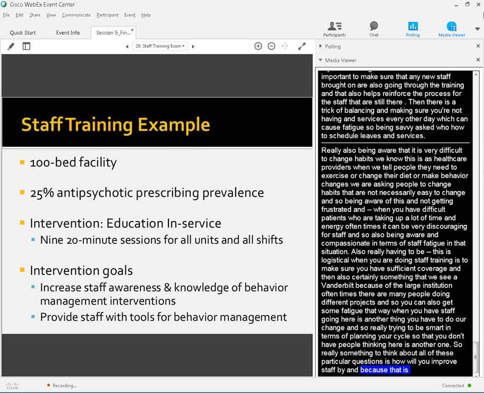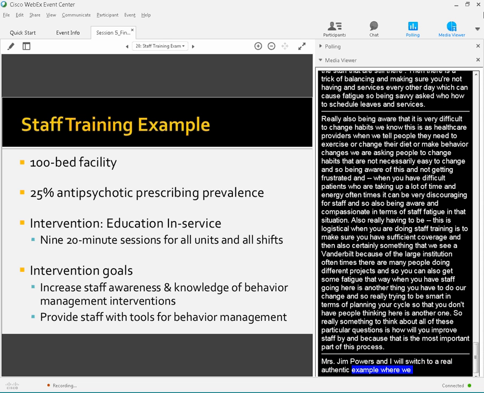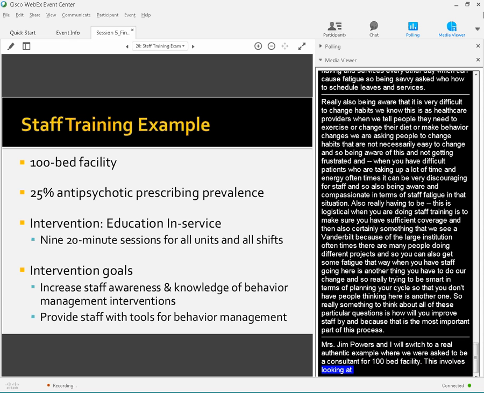This is Jim Powers, and we're going to now switch to a real authentic example where we were asked to be consultants for a 100-bed facility. And this involves looking at the results, so monitoring outcomes, and so it's a good example of step 3 of the algorithm that we've been discussing.